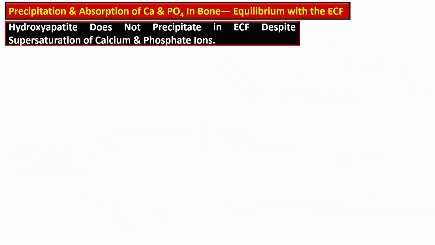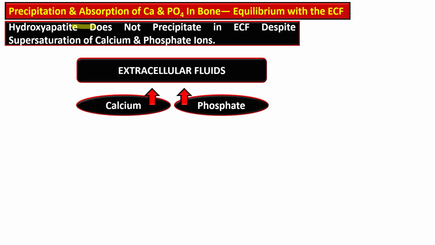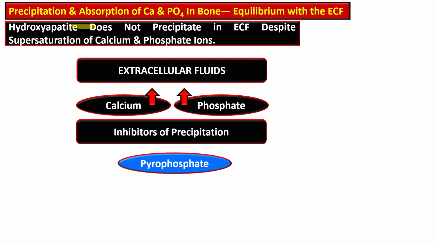The calcium and phosphate ions are both present in high concentration in the extracellular fluid. Together, these levels are chemically sufficient to form hydroxyapatite crystals. But despite this, the crystals don't form everywhere in the body. Why? Because there are inhibitors that prevent unwanted crystallization.